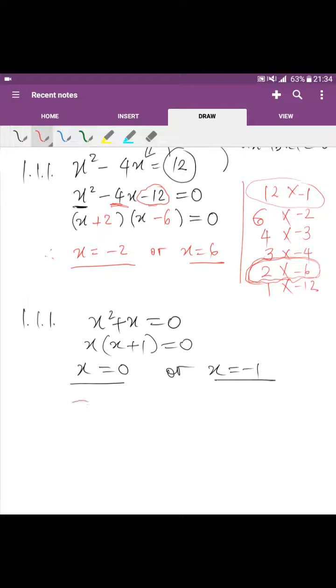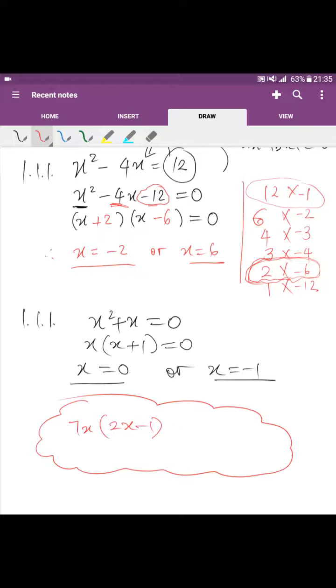I don't want to waste much of your time, but please try this one out. It was in the Northwest paper. They were given 7x times 2x minus 1 equals 0, and this question was worth 2 marks. I'll leave this one for you to do.